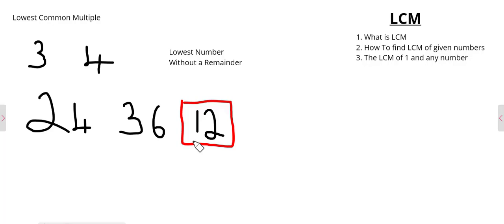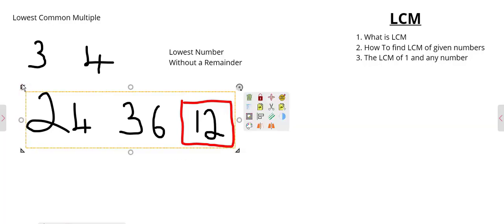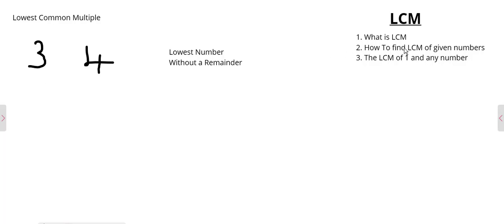Interesting, but how do we get this LCM? Because it's just like magic. I came up with three numbers, 24, 36 and 12, and 12 becomes the LCM. So how do we know that 12 actually is the LCM? That leads us to our next subtopic on the right hand side, which says how to find the LCM of given numbers. For us to get the LCM of given numbers, we use long division.